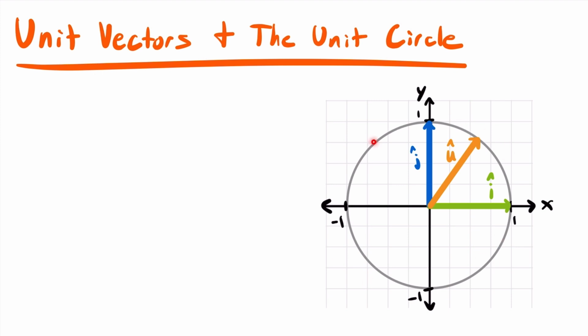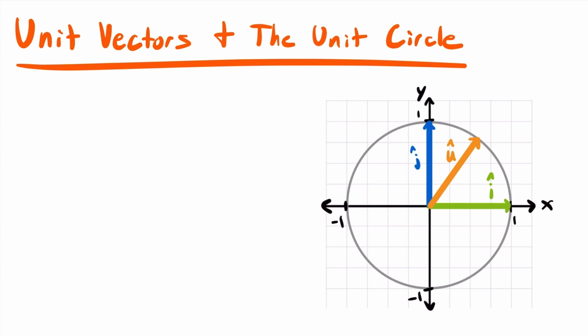If you take a look at this graph here, you can see that we have our unit circle, which, if you're not familiar with the unit circle, is simply a circle centered at the origin with a radius of 1. So any line that you draw from the origin to the circle will have a length of 1. So we call this the unit circle.